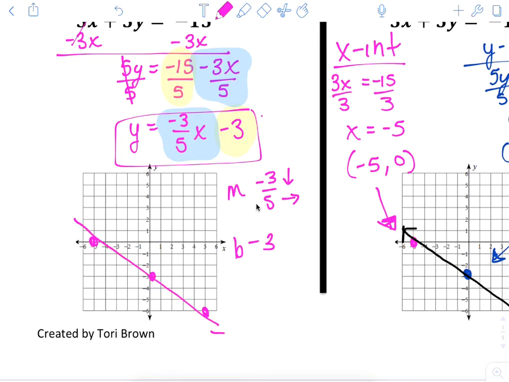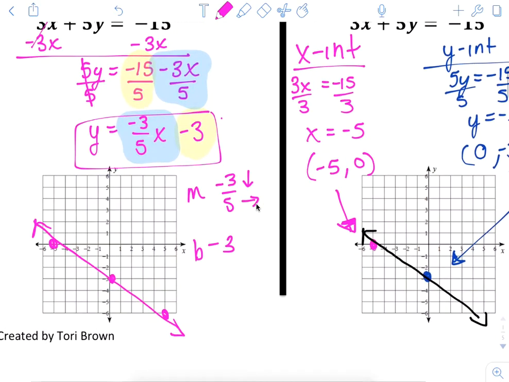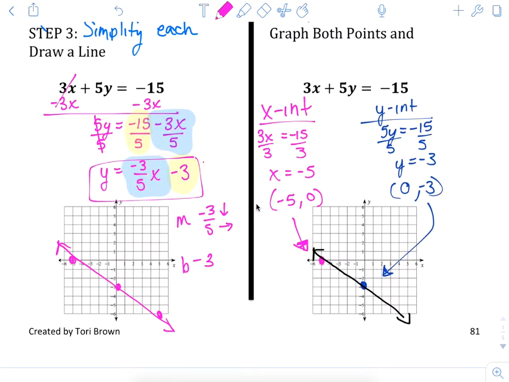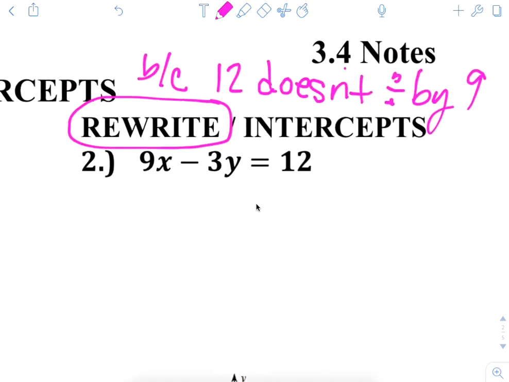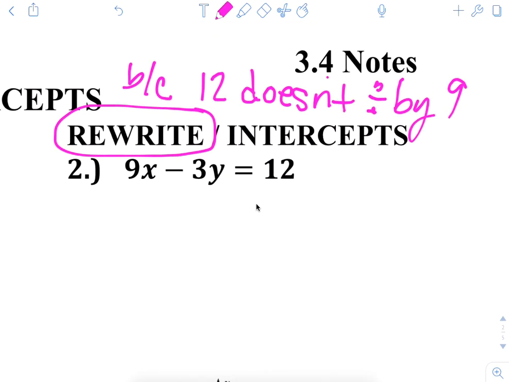Notice that these are the exact same graph as what's on the page next to it. Okay, 2 different ways to solve it. But rewriting is what's going to work if our division for intercepts doesn't come out to a whole number. Okay, so if you have all that written down, go ahead and meet me on the next page. Let's talk about number 2. We said we couldn't do intercepts because 12 wasn't divisible by 9. So let's work it out.